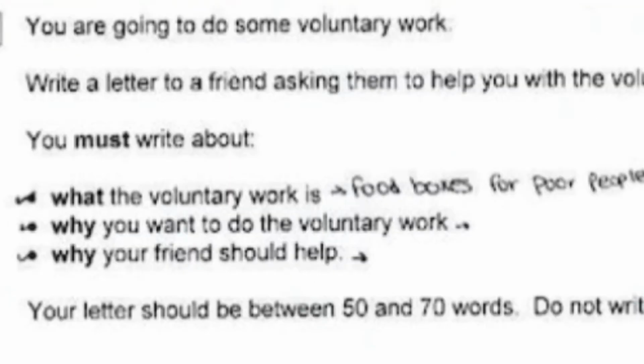Now, let's address the 3 bullet points. Try to plan briefly next to the bullet point. In this case, we have to explain what the voluntary work is, why you need to do it, and why your friend should help. Always provide more details about the last point. So use complex sentences to explain why. The last point is usually why and how to help, so include more details about it.